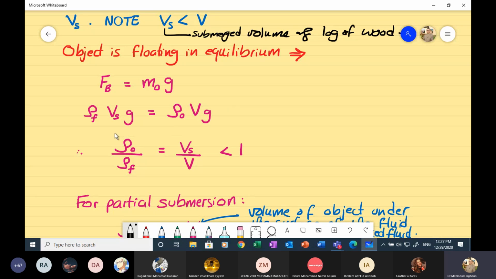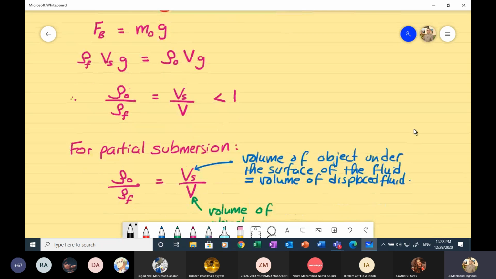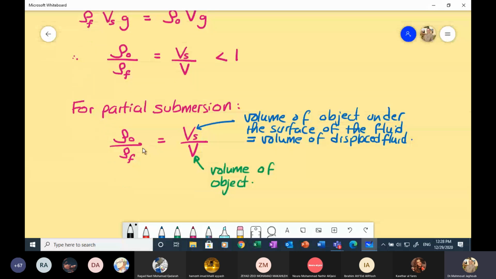G cancel out, and you get rho object divided by rho fluid equals V submerged divided by V. And since Vs is less than V, you have rho object is less than rho fluid. And we know this. When the object has a smaller density than the liquid, it floats. And for partial submersion, you should use the density of the object divided by the density of the fluid equals the volume of the object that is under the surface of the fluid divided by the total volume of the object. Now by this, we have finished the 7th section of chapter 10, and we will stop here.